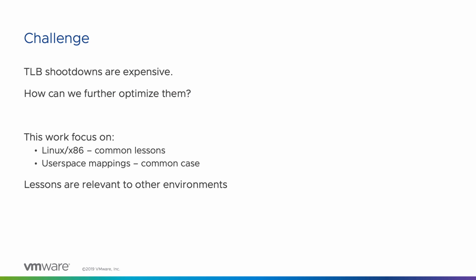TLB shootdowns are expensive. In this work, we try to see how we can optimize the way they are performed without introducing dramatic changes to the way operating systems work. We therefore looked at the way that Linux performs TLB flushes of user space mappings, which are the common case. The lessons we learned are relevant to other operating systems as well.